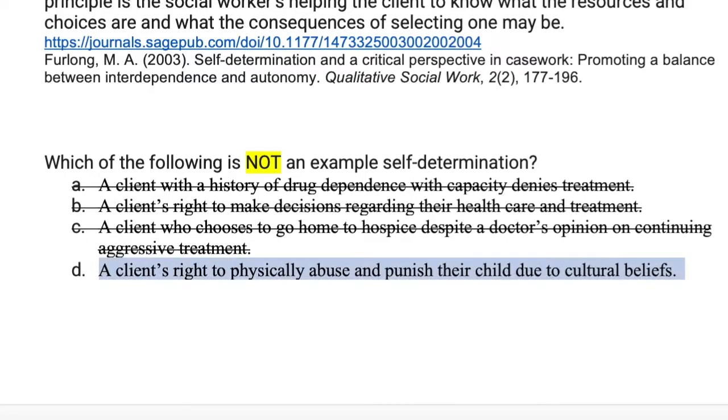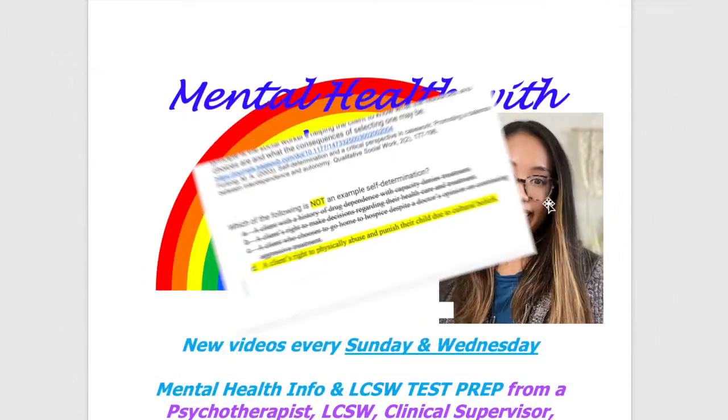Out of all of the options, which of the following is not an example of self-determination? It is D, a client's right to physically abuse their child due to cultural beliefs. A client with a history of drug dependence with capacity denies treatment is an example of self-determination. A client's right to make decisions regarding health care and treatment is an example. And option C, a client who chooses to go home to hospice despite a doctor's opinion on continuing aggressive treatment, is an example of self-determination.